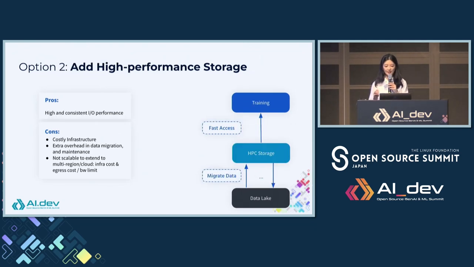The second option is that you can add a high-performance storage. This is really typical in the HPC architecture, HPC kind of storage. It can give you high-end, consistent I/O performance. However, this is really costly because these are expensive hardware or types of storage. And also, you have to maintain data consistency between HPC storage and the data lake, your source of truth. There is some data migration happening in between, so it's adding extra overhead of maintaining this data migration.